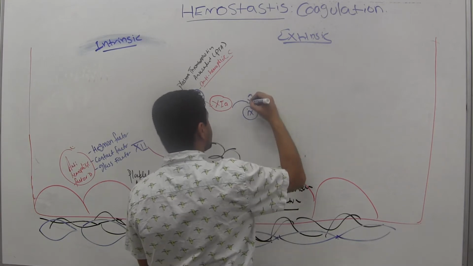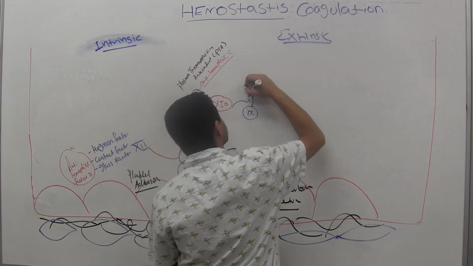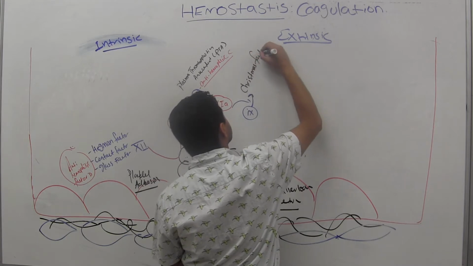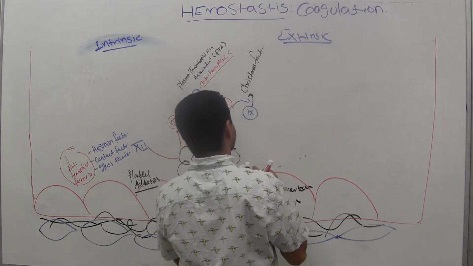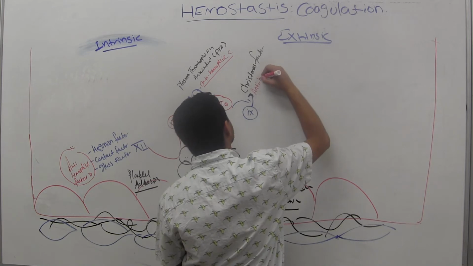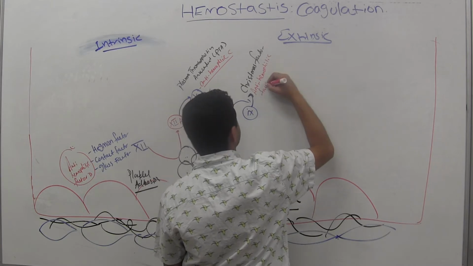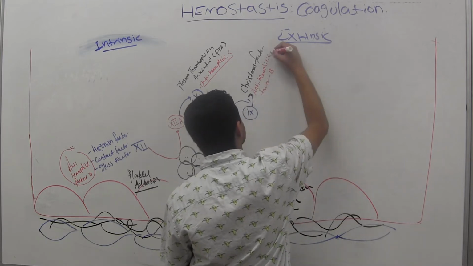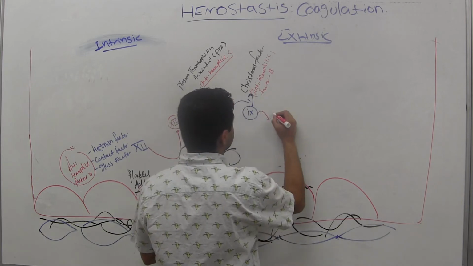What is the name of 9, guys? 9 is called Christmas factor, they say. There's also another name given for that one, and I want you to remember it: anti-hemophilic factor B. And now your factor number 9 is activated.